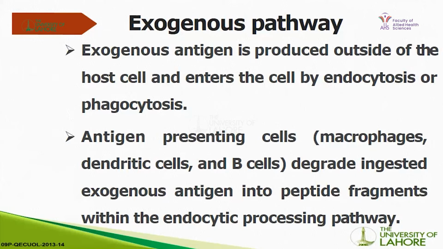The exogenous antigen, which is produced outside of the host cells, enters by the process of phagocytosis or endocytosis. Phagocytosis is basically the eating process of cells, and endocytosis can be defined as the movement of any food particles or other particles inside the cell. As we know, there are different kinds of antigen presenting cells like macrophages, dendritic cells and B cells. The antigen presenting cell will degrade the ingested exogenous antigens into peptide fragments within the endocytic processing pathway.